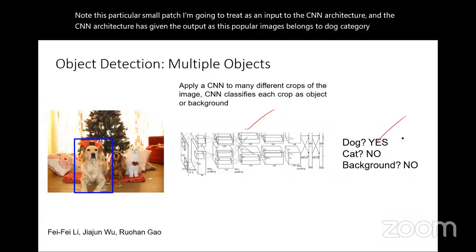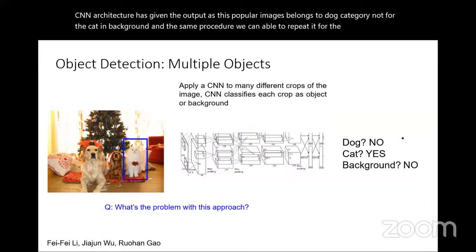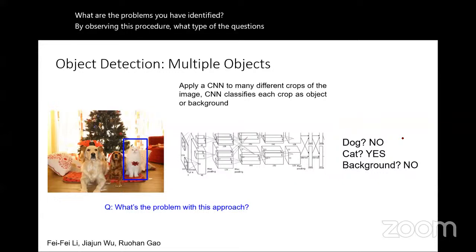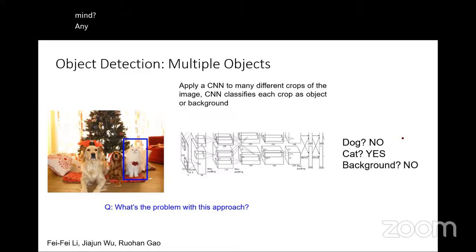Not the cat in the background. And the same procedure we can repeat for the entire image, right? Now, by doing this approach, what are the problems you have identified? By observing this procedure, what type of questions may come to our mind? Any ideas? Please share.